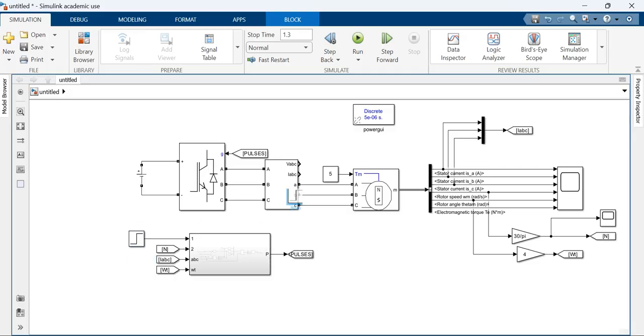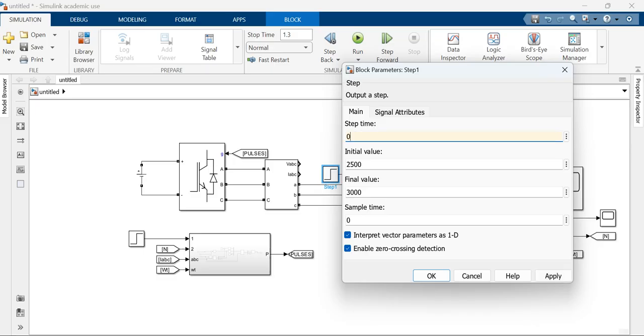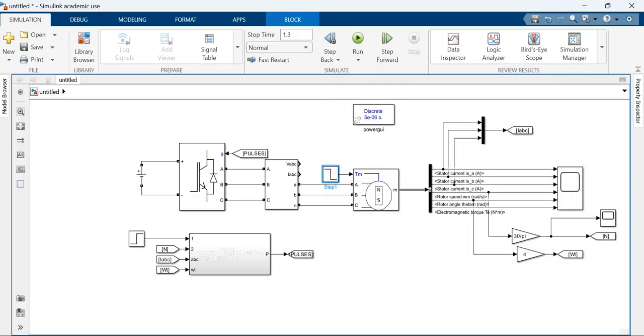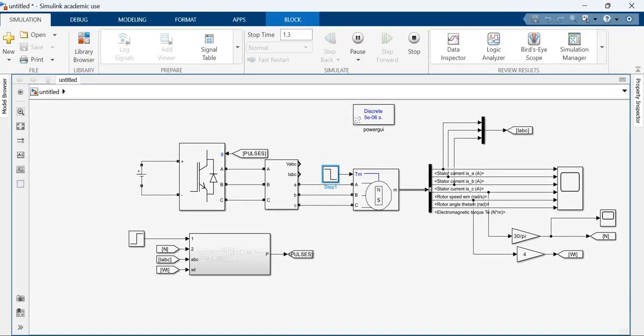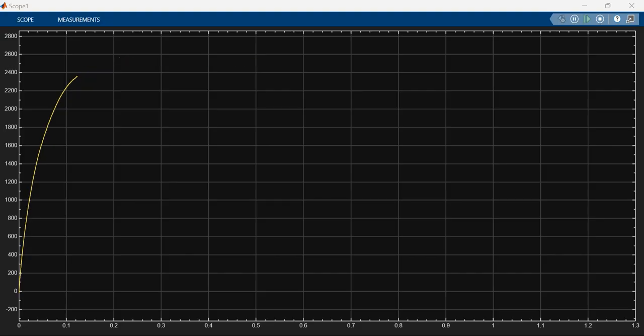Similarly, I give a step change in the load also. So let me delete that load, put this step time, and the step time here is supposed to be 0.45. Initially, let it be 5 and finally let it be 3. So now let me run the simulation and observe what is happening at the speed. Now the simulation has started running. We have given step change in the load at 0.45.